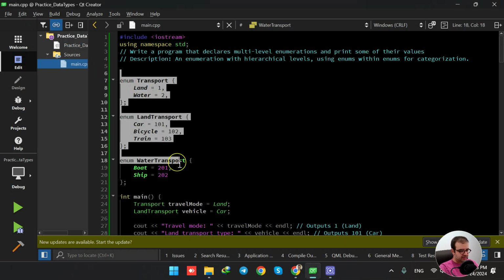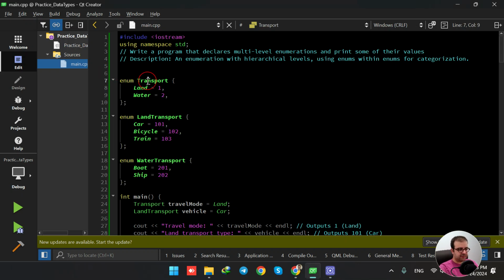Here I'm having three enumerations. The first one is transport. We're having land transport and water transport, and land transport is assigned the number 1 and water transport is assigned the number 2. Then we are having the land transport enum here, which consists of car, bicycle, and train.